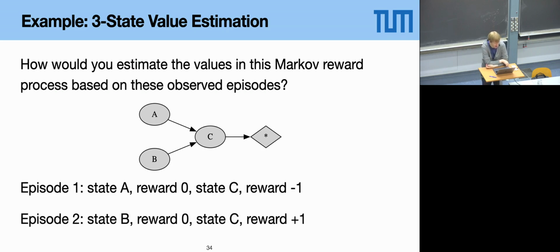So how to read that? For episode 1, we start in state A, then we move to state C while observing a reward of 0, and then we have a reward of -1 on the last arrow, and the episode ends. For episode 2, we start in state B, have a reward of 0, then in state C, and then a reward of +1. There are several acceptable answers, and maybe it's easiest to start with state C, the values of state C. I'll give you a couple of seconds to think about that.